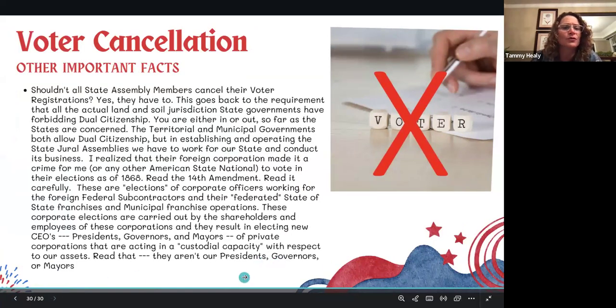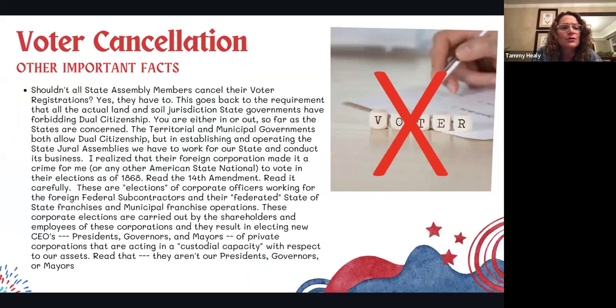Other important facts about the voter registration. Shouldn't all state assembly members cancel their voter registrations? Yes, they have to. This goes back to the requirement that all the actual land and soil jurisdiction state governments have forbidding dual citizenship. So you can't vote in both elections. You are either in or out so far as the states are concerned. The territorial and municipal governments both allow dual citizenship, but in establishing and operating the state general assemblies, we have to work for our state and conduct its business.